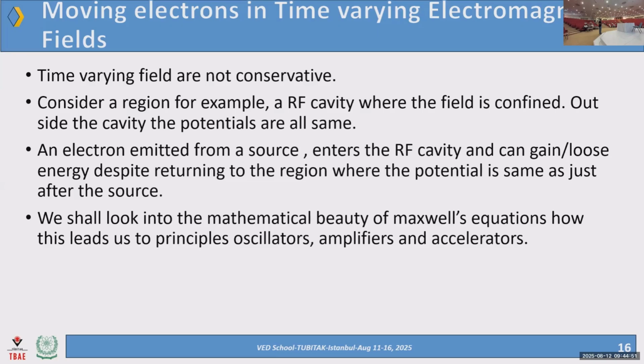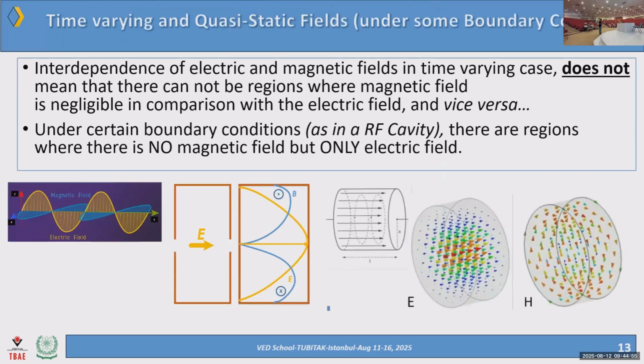Consider a region which I showed you in this slide, where an electron comes from this point and leaves through this door aperture, and only the electric and magnetic field is confined in this environment. What will happen?